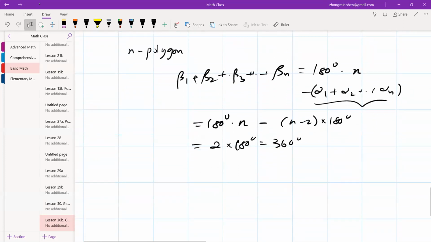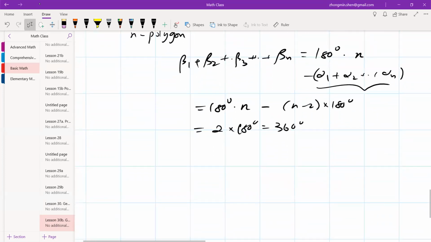So for all the angles, this is a useful formula.